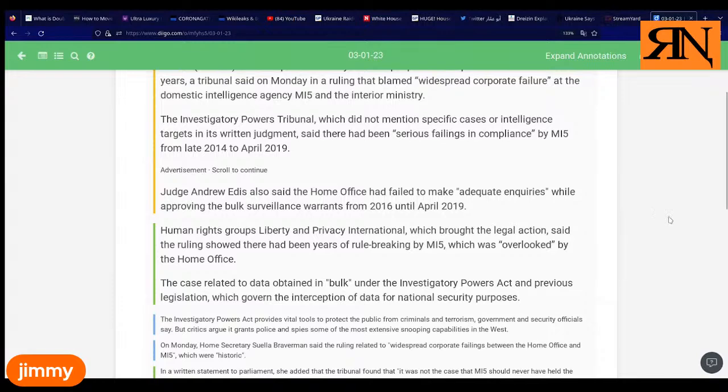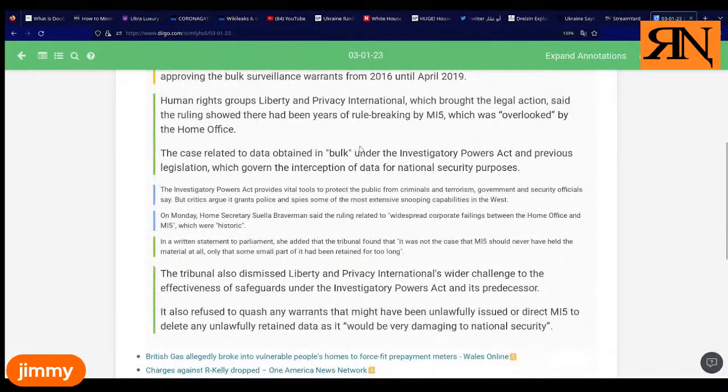The case related to data obtained in bulk under the Investigatory Powers Act and previous legislation which governed the interception of data for national security purposes. The Investigatory Powers Act provides vital tools to protect the public from criminals and terrorism, government and security officials say, but critics argue it grants police and spies some of the most extensive snooping capabilities in the West. That I have no doubt.